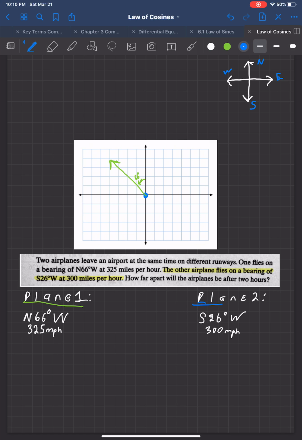All right, so let's use blue to draw the second plane. So, okay, if it was only heading due south, it would be going in this direction, but we're actually south 26 degrees in the west direction. So we're going to rotate 26 degrees. And now let me go ahead and draw that vector. Let me draw that trajectory. All right. So let me kind of clean this up a little bit.